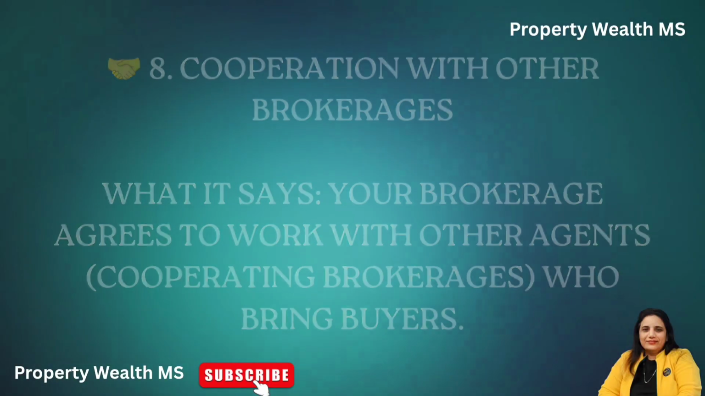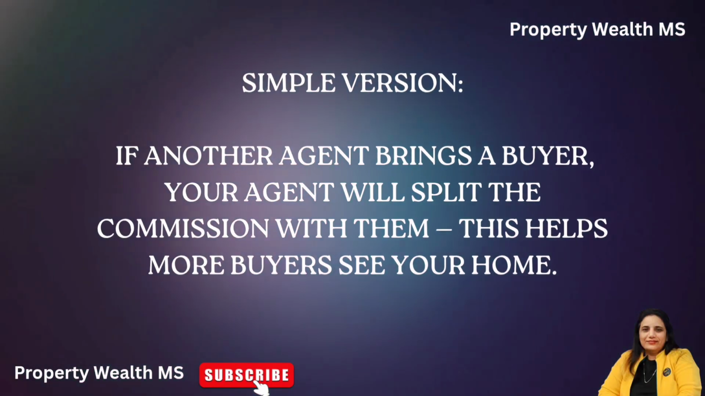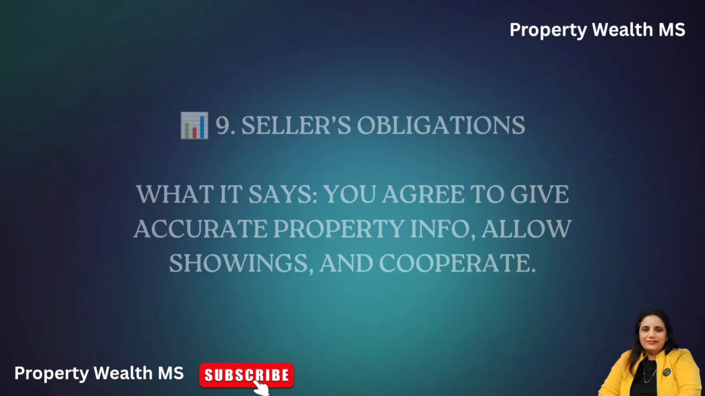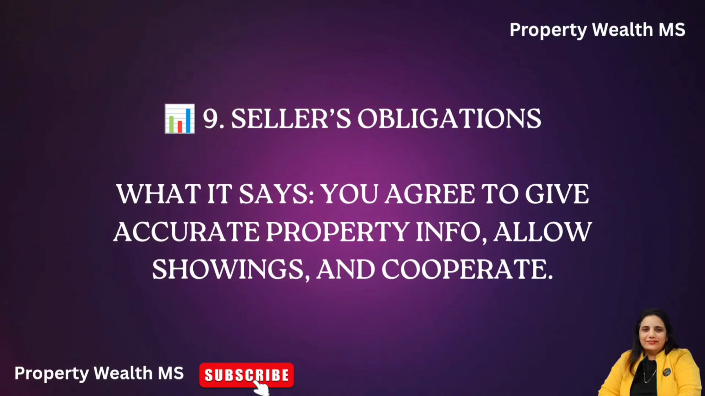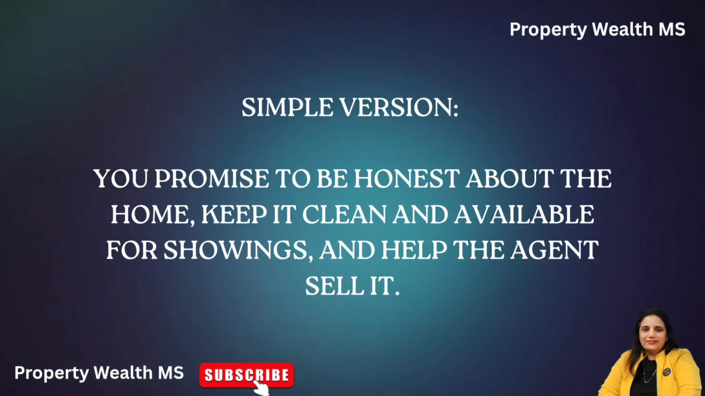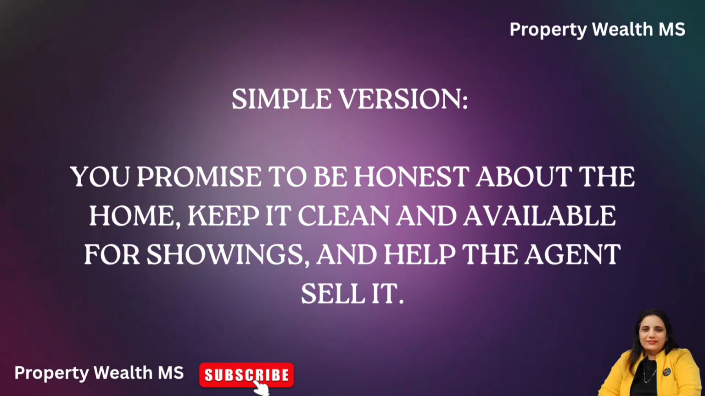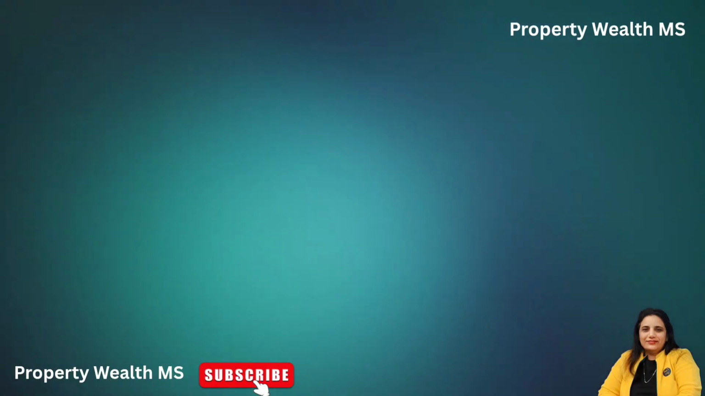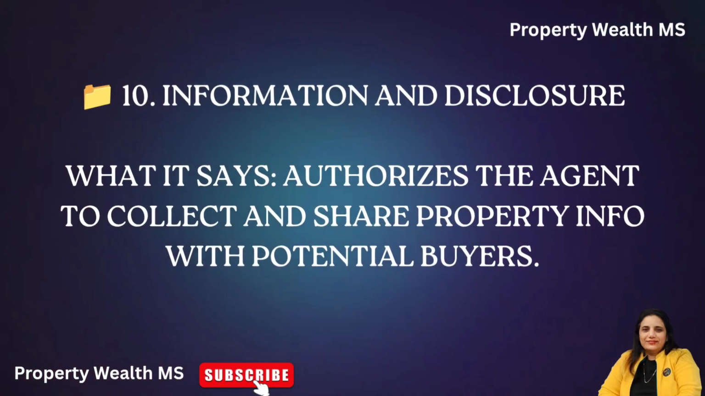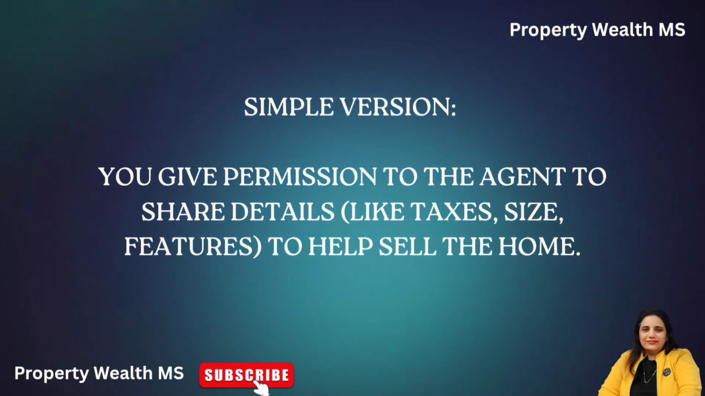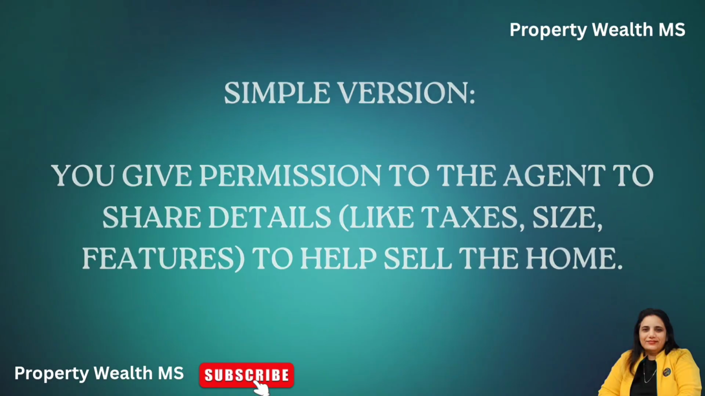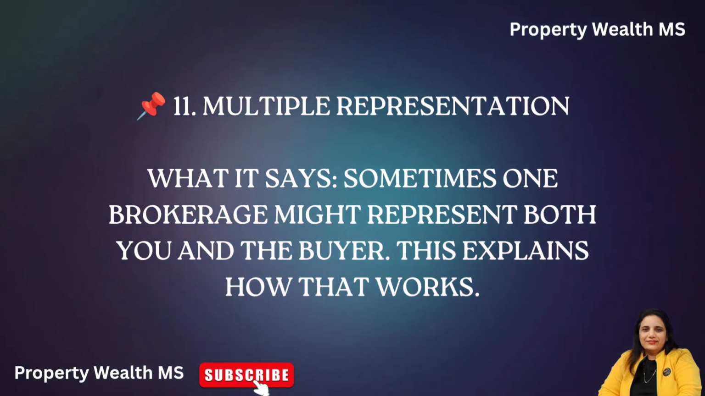Next clause is cooperating with other brokerages. It says the brokerage agrees to work with other cooperating brokerages who bring buyers for your home. In simple version, if another agent brings a buyer, they will split the commission with that cooperating brokerage. Next is the seller's obligation. You agree to provide accurate information about your property to the brokerage. Next is information and disclosures, which authorizes the agent to collect and share property information with potential buyers. In simple terms, you as a seller give permission to the brokerage to share details of your property.